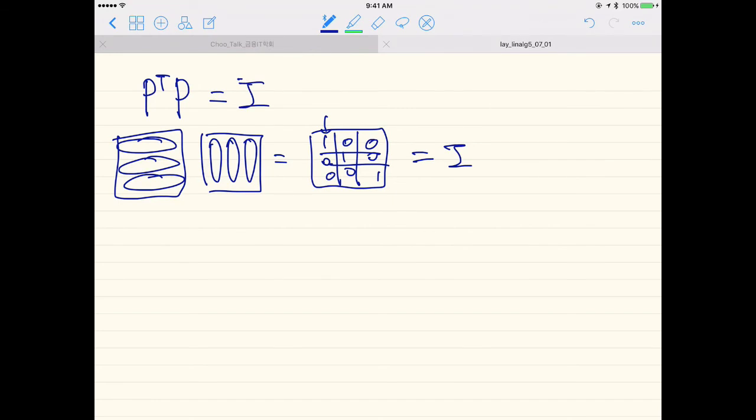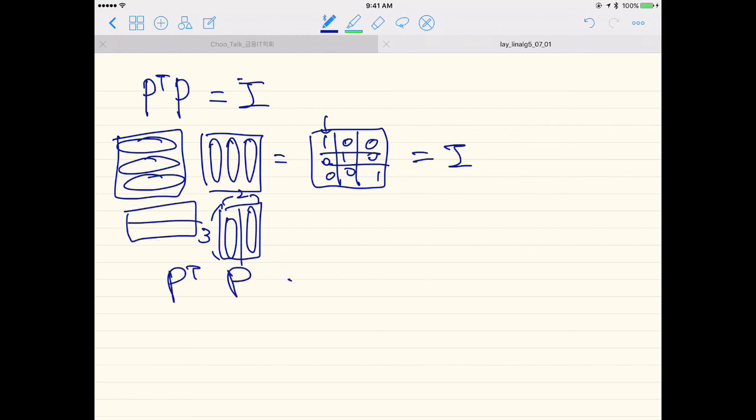Let's just review what we learned last time. What about having just 2 eigenvectors out of 3-dimensional space, for example a 3 by 2 matrix? It still has orthonormal vectors. Then what is P transpose P? It is a 2 by 3 matrix times a 3 by 2 matrix. What is the resulting matrix?